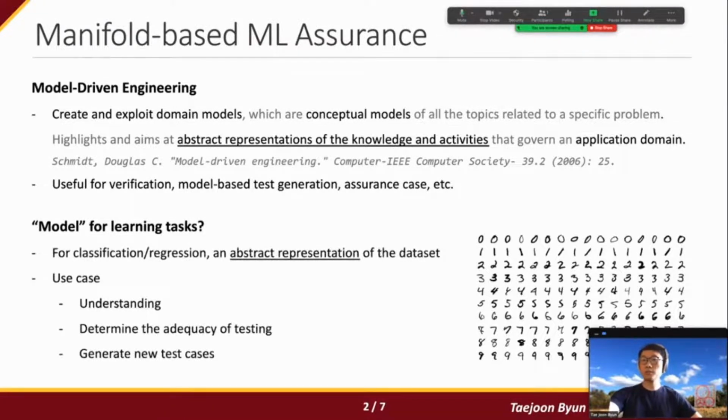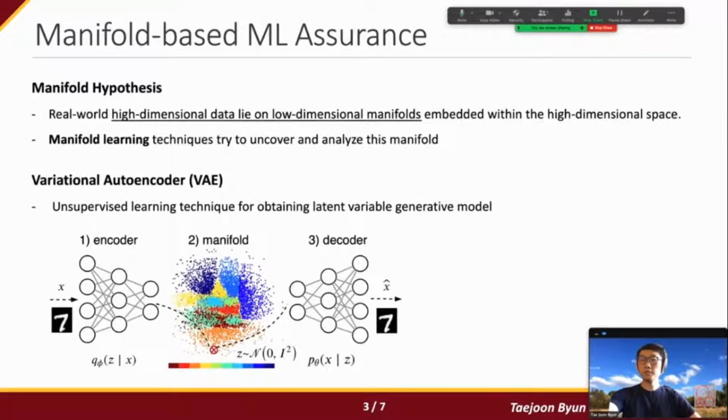Once this is done, we can measure the adequacy of a test suite against the semantic model that we just constructed, or we can even construct test cases anew from this model that we have, if we have the generative capability. So we ask ourselves this question: can we construct this domain model? And the answer is yes, and it can be done automatically using manifold learning.